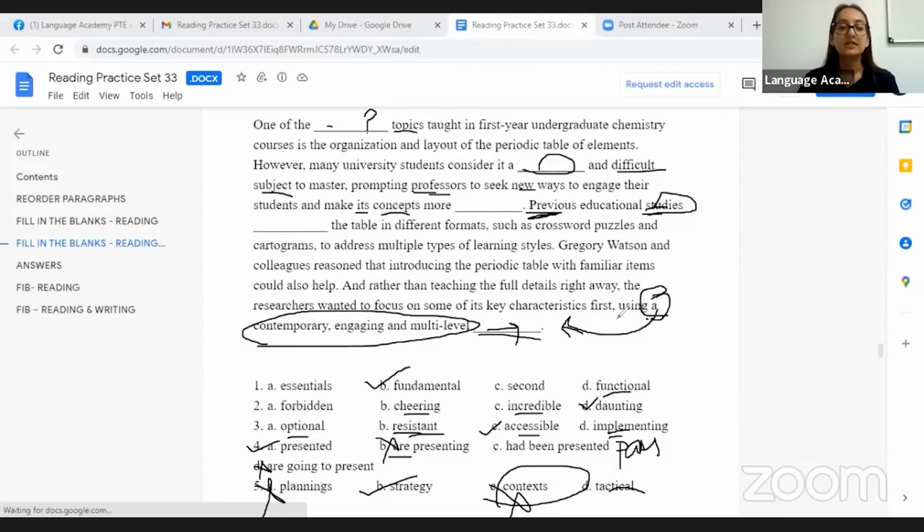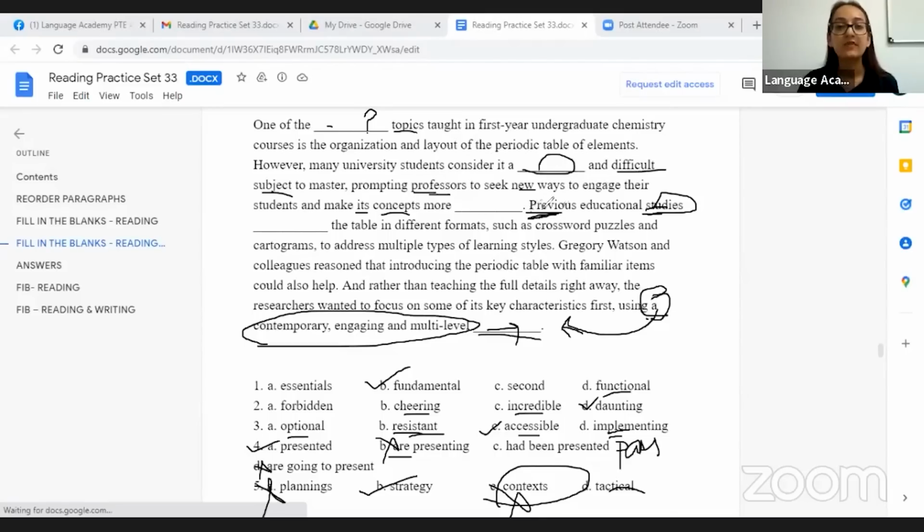So these are the answers. The first one is basic topics. That means fundamental topics. We needed a negative word in the second blank. Cheering and incredible are positive words, and forbidden means not allowed. Not allowed is not an adjective to describe a subject. So they wanted to make the concepts easier. For easier, we didn't have the word easier, so we'll go with accessible, which also means to make it within their reach.